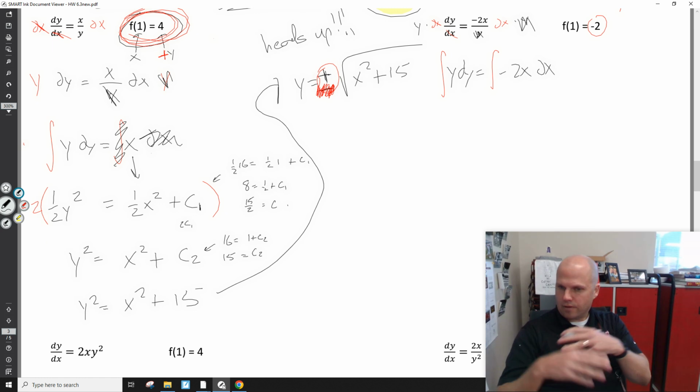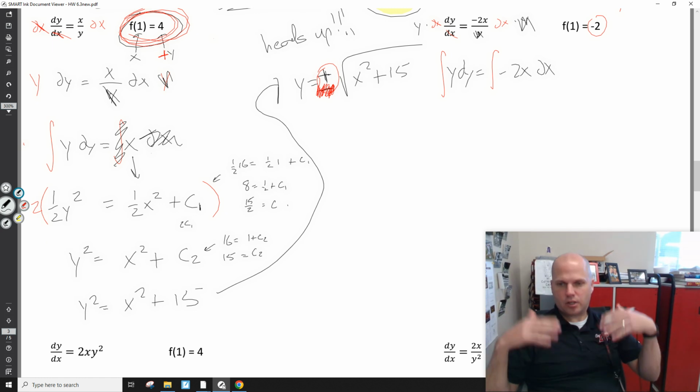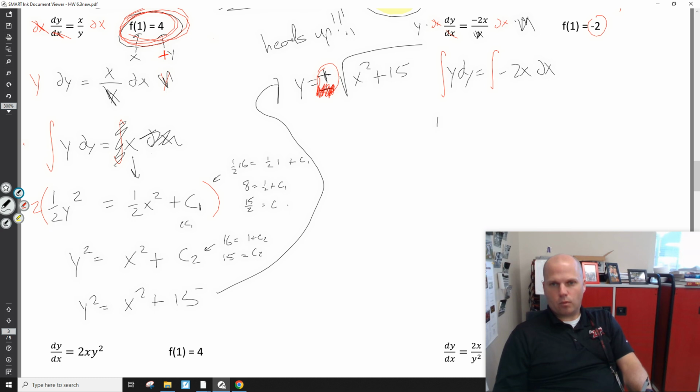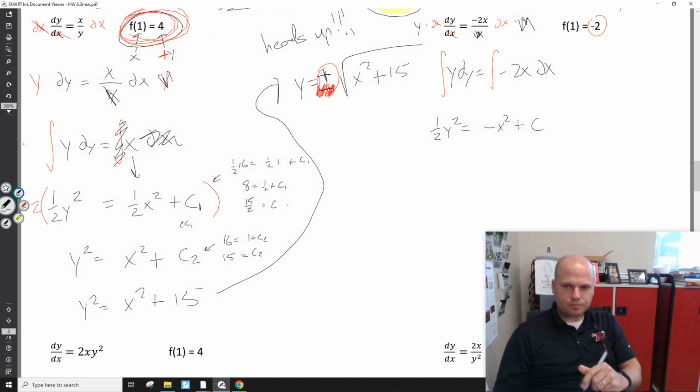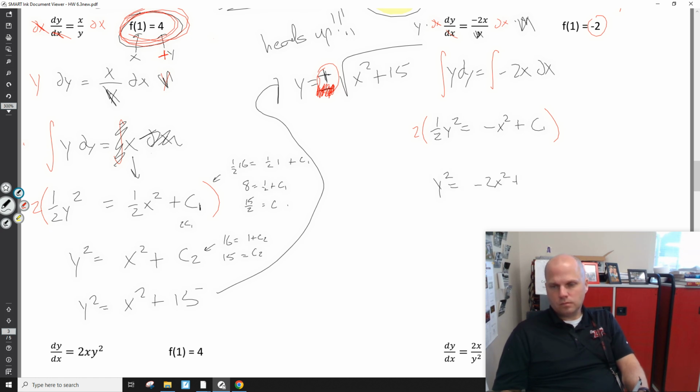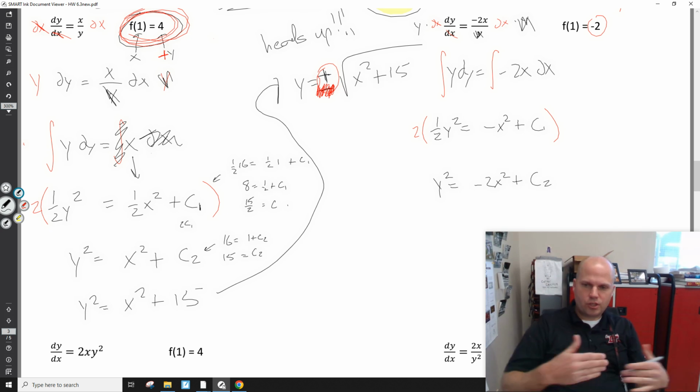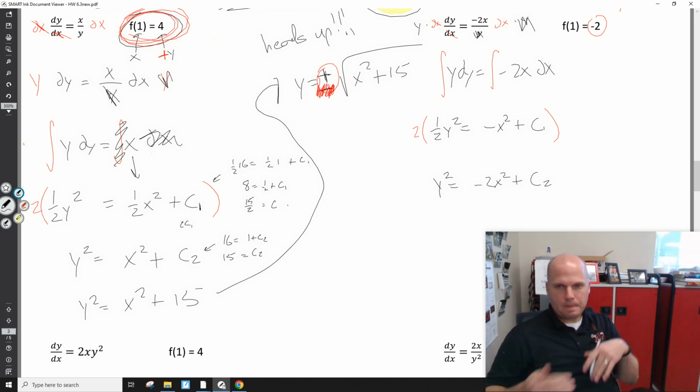When you take the antiderivative, the dy and the dx disappear because you're taking the antiderivative. So I got 1/2 y squared equals negative x squared plus c. Find c whenever you want. Let's say you multiply everything by 2 to get rid of this 1/2 so I don't have to deal with fractions. Well, that's good. Just understand that when you multiply this c by 2, you can write it as 2c, or I could just say this is C2. C2 is equivalent to C1 times 2.